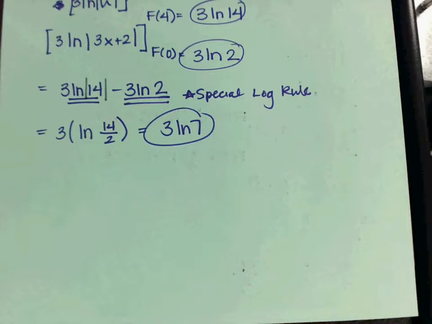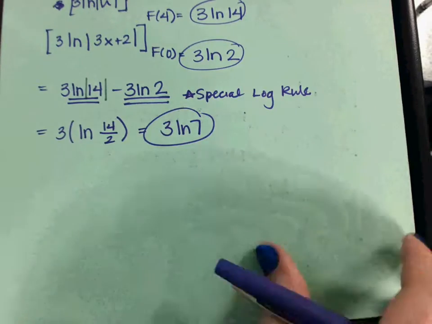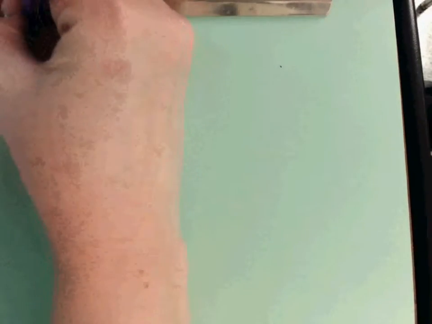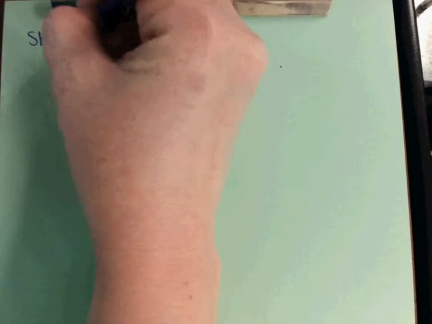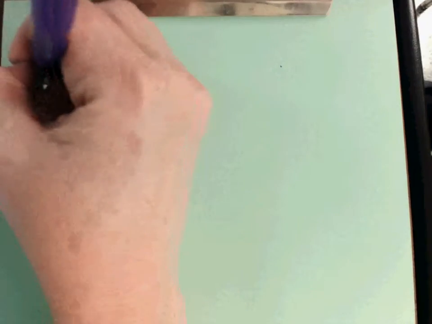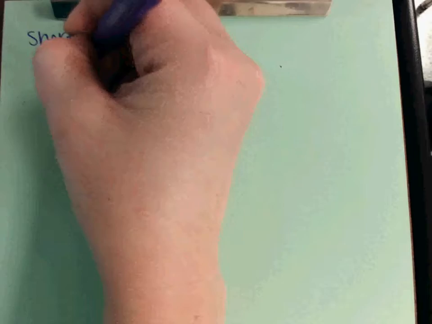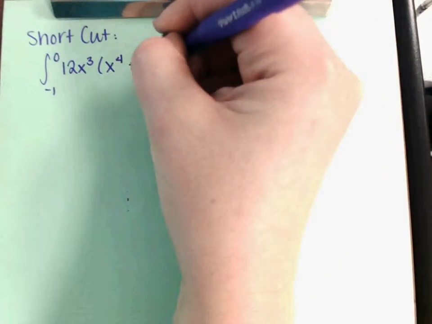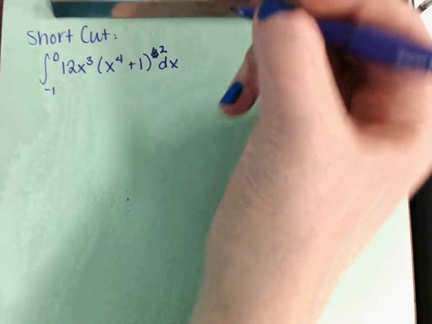Are we working the exact same two problems? No, these are different. Okay, gonna have to switch papers. Okay, so number 3. We're gonna do the shortcut now for the rest of the period. Okay, but keep in mind that any of these problems you could have done the long way. Okay, so the integral from -1 to 0 of 12x cubed times (x to the 4th plus 1) cubed, squared, dx.